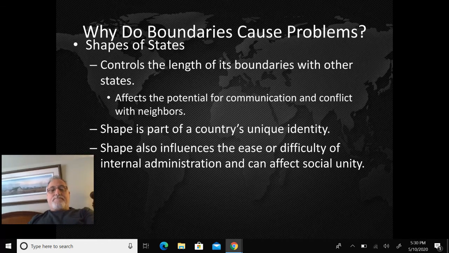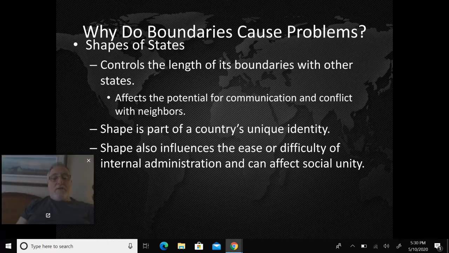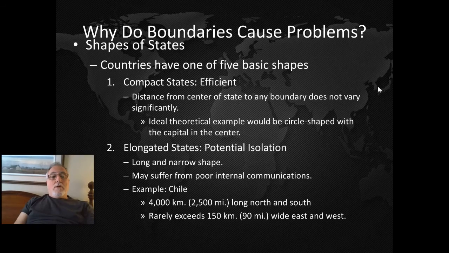All right, continuing. So there are five basic shapes of countries. The first one is compact states. Compact states are pretty self-sufficient. It's compact, relatively small, and very efficient. It doesn't take a whole lot of time for information to get anywhere, or for laws or rules or technology or food to get from one place to the next. You typically see the capital in the center and all the information goes out.